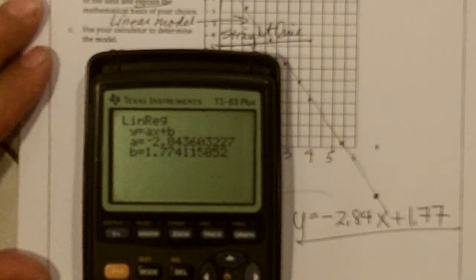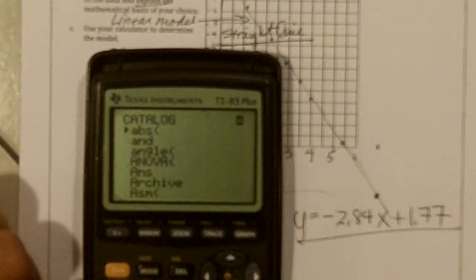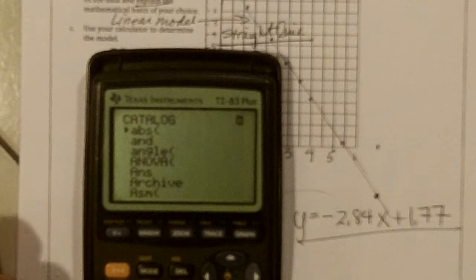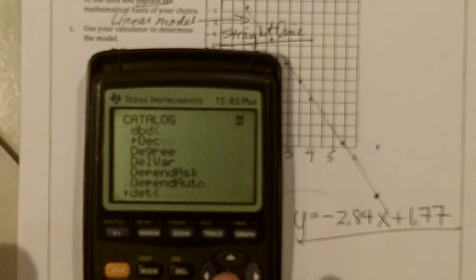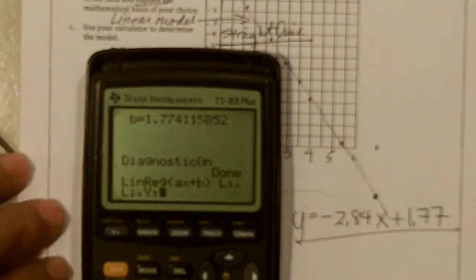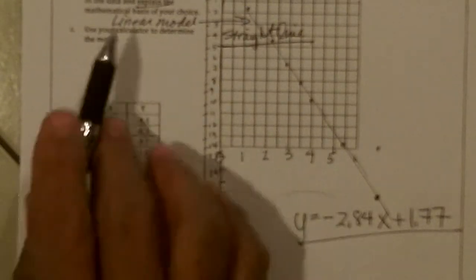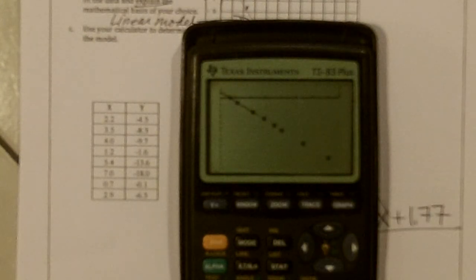And if I had diagnostics on, second catalog, alpha D for diagnostics, diagnostics on, enter, second quit. And if I do it again, it'll tell me the R value, which is really close to 1, so it's a pretty good fit. And that's the equation. It's a linear model. Let's take a look at the graph and just see how well it fit. There it is. Pretty much right through all the points. Okay.